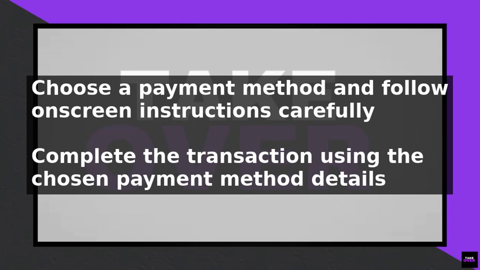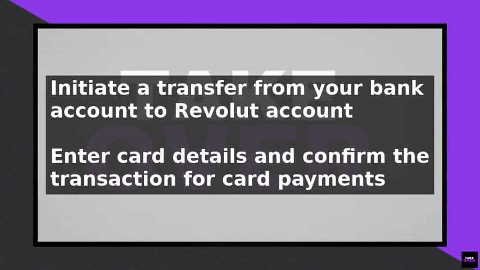Alternatively, if you choose to add money using a credit or debit card, you will be prompted to enter your card details and confirm the transaction. Once you have completed the payment process, the funds will be added to your Revolut virtual card and you can start using them to make purchases or transfer money to other accounts.